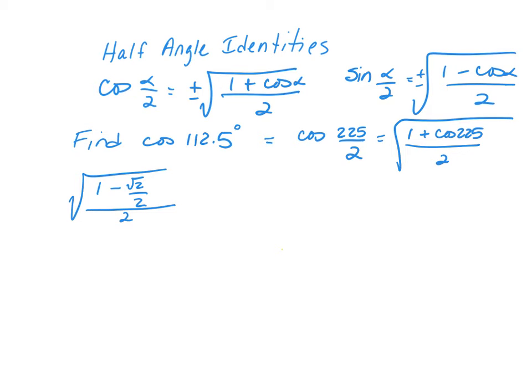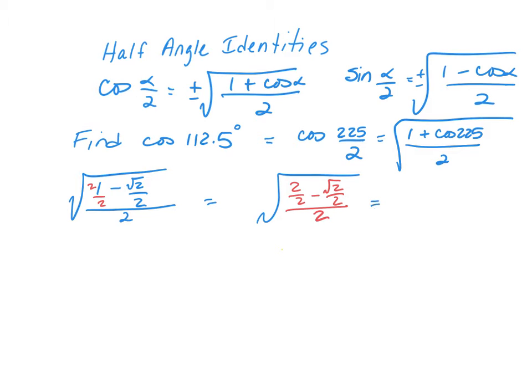So what I like to do is take the top part of that fraction and find a common denominator, and I'm going to do that next. If I make this a 2, I have to put a 2 up there. Isn't that equal to 1? 2 over 2 is equal to 1. So I do 2 over 2 minus root 2 over 2, all over 2.